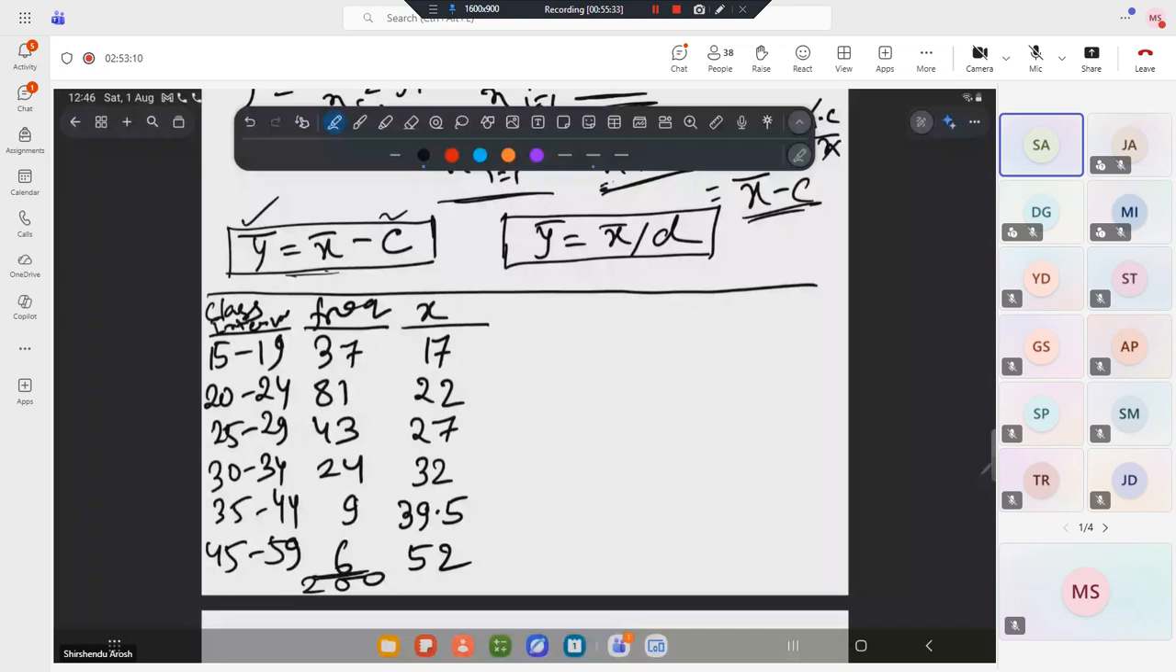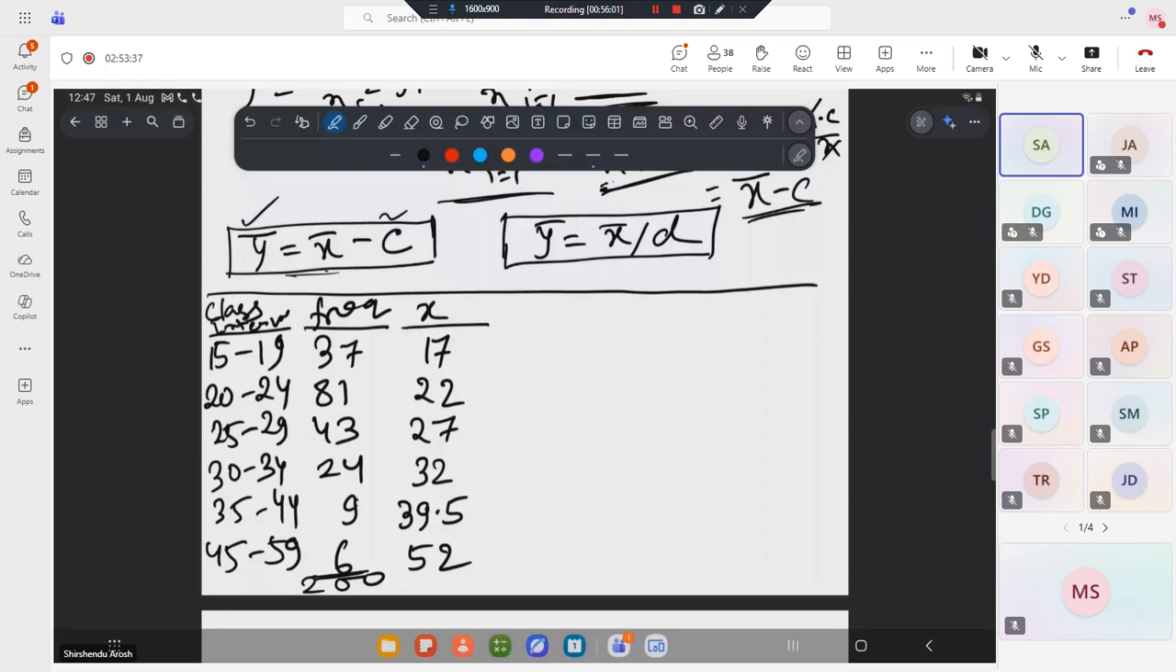Second would be 1 by n summation of fi into xi, right? There is a formula. So I should multiply 17 by 37, 22 by 81, 27 by 43. Like this, I have to add, then do the calculation. But of course, as you can see, the numbers are quite big. I do not want to deal with such big numbers. Say I forgot the calculation, light is off, everything is done, but I need to calculate this.